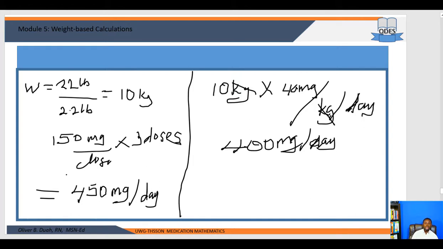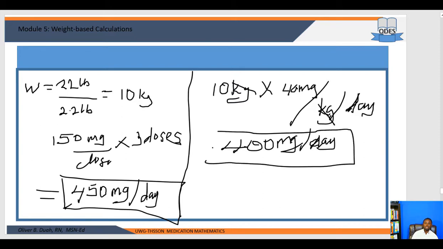Then we have to compare this prescribed dose with this recommended dose range, upper limit. And so we can see 450 is greater than 400. This means that the medication dosage is not safe because it's greater than the upper limit of the therapeutic range. So this is definitely not safe, and we will not give this to the patient.